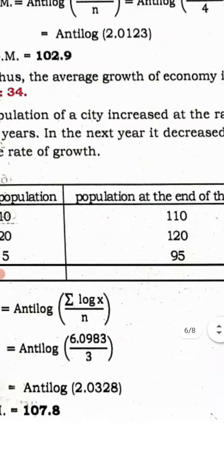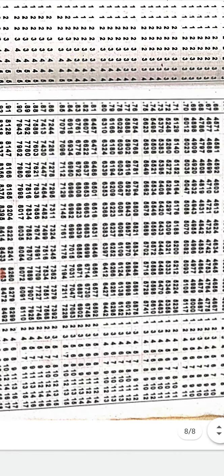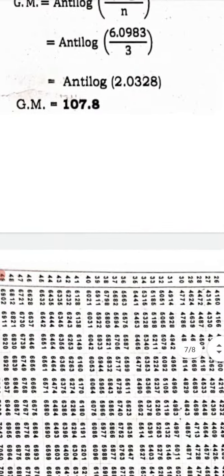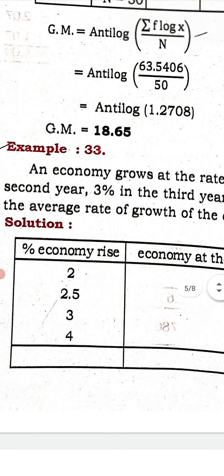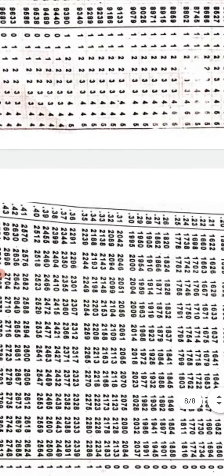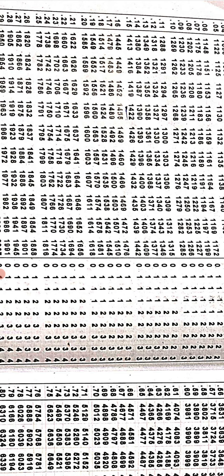Then next, the mean difference. How much is the mean difference here? We need the mean difference 8's value. In 0.27, we need mean difference 8. Just a minute. 0.27 mean difference 8 is equal to 4, right? 4 or 3? It is 3. In 0.27, mean difference 8 is equal to 3.